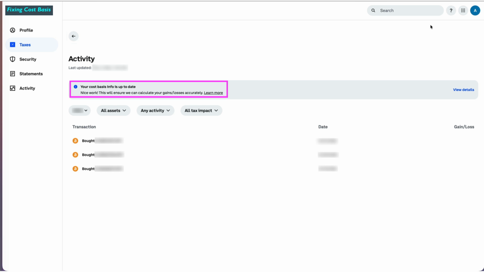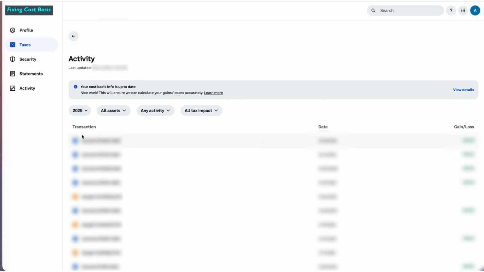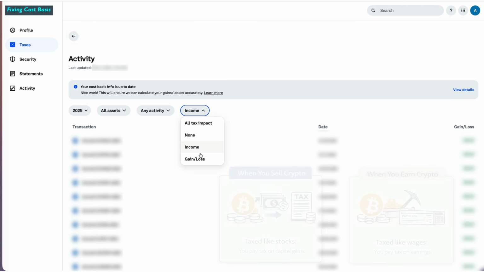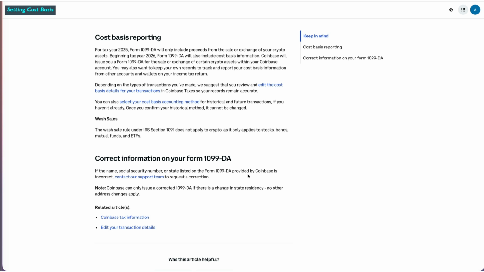I have a note here showing that all my cost basis information is up to date. You can also change the tax year and filter by sell or exchange activity, since those are taxable events. You can use tax impact filters to review items such as crypto income from mining or gains and losses from sales and exchanges. We're not going to cover any income deriving activities here. One more very important step is reviewing and selecting your cost basis accounting method for past and future crypto transactions. Click the link to learn more about each method.